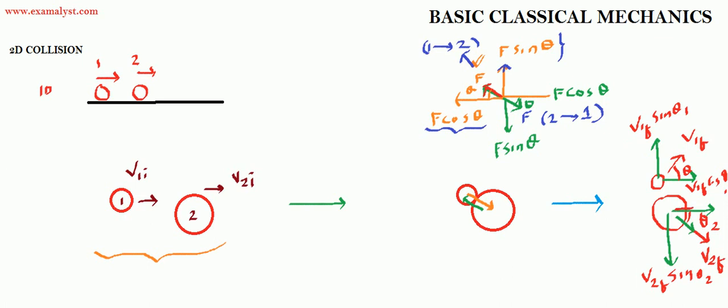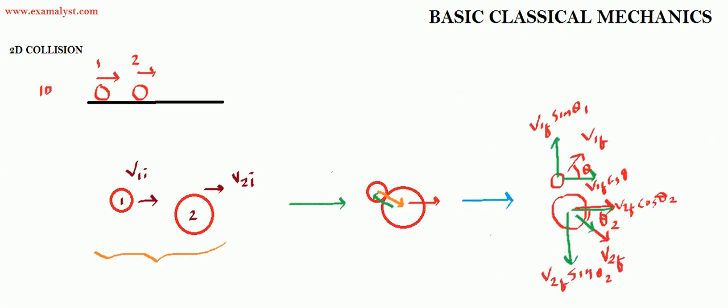Look at the red line. Yes, this line, this is the motion of the ball in the forward direction. Who is responsible? The responsible part is actually v2f cos theta 2. Agreed? So let me zoom in on the diagram. Look at the diagram carefully.